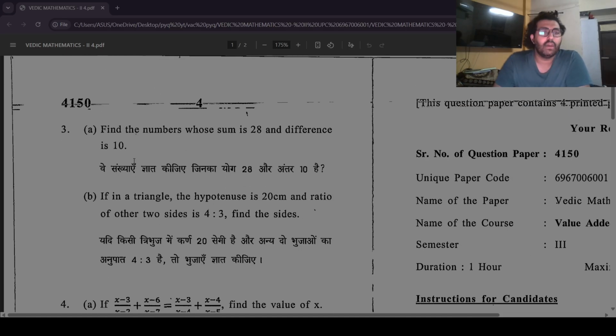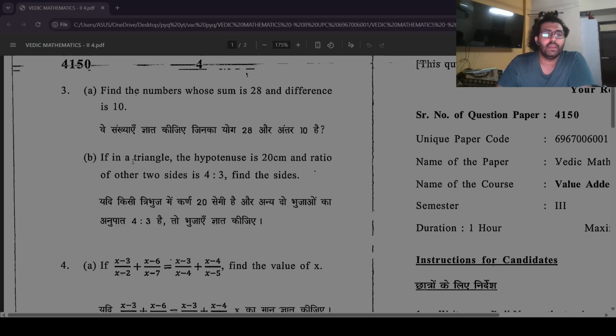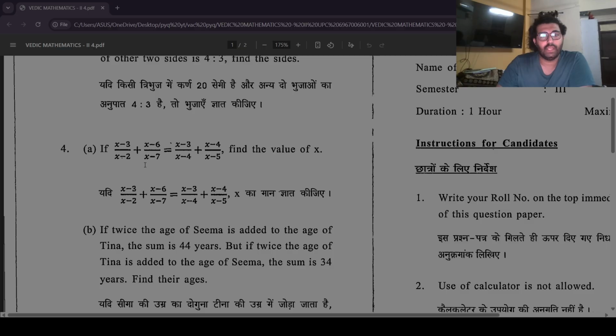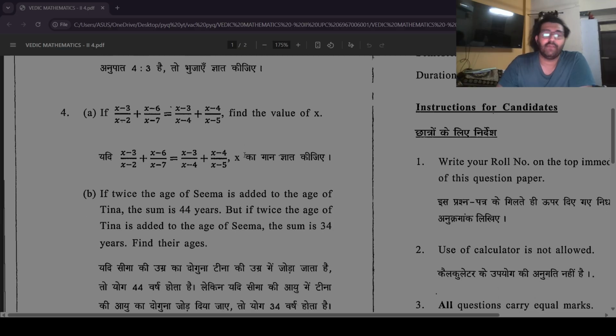Okay, question number 3, find the number whose sum is 28 and the difference is 10. B, if in a triangle the hypotenuse is 20 centimeter and the ratio of other two sides is 4:3, find the sides. Question number 4, if here's the equation, find the value of x.